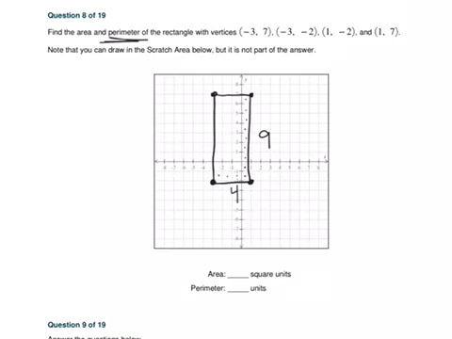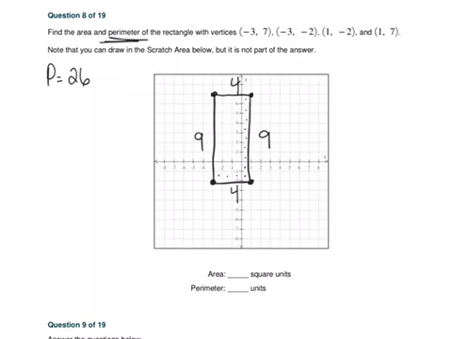So to find the perimeter of this rectangle, we're going to have to add up all of the side lengths of the rectangle. So remember, if this is 9, then across from it is also 9, and across from the 4 is also 4. So if I add all those together, I've got 9 plus 9 is 18, and 18 plus 4 plus another 4 is 26.